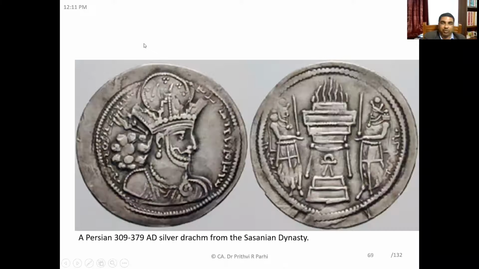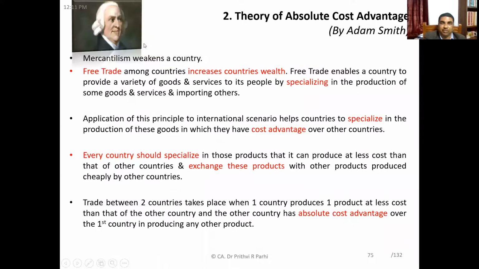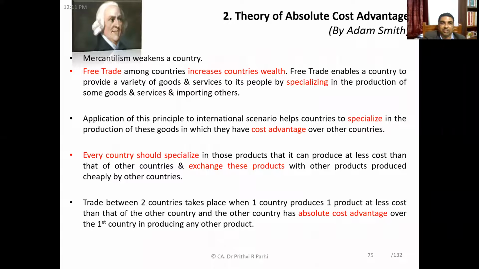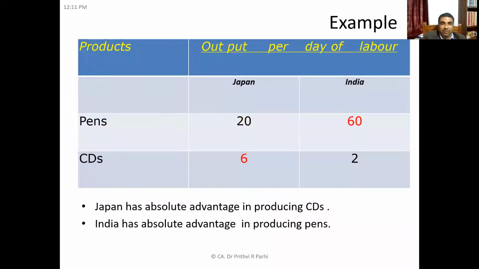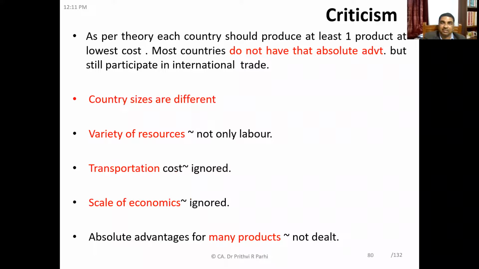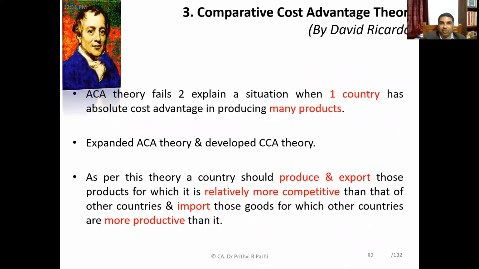Now, mercantilism, we have thoroughly discussed this theory. Neo-mercantilism also discussed. Then coming to absolute cost advantage theory, this is the theory developed by Adam Smith. As per that theory, each country should produce those goods and services which are absolutely cost advantageous to it, and it should import other goods and services.